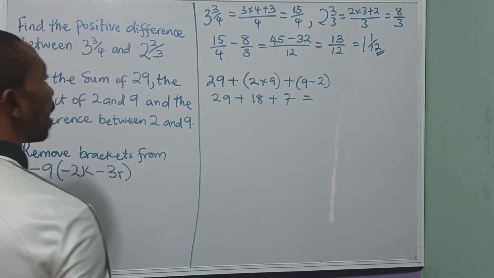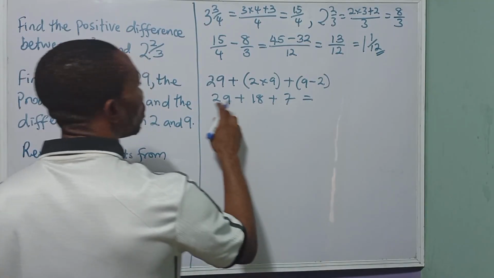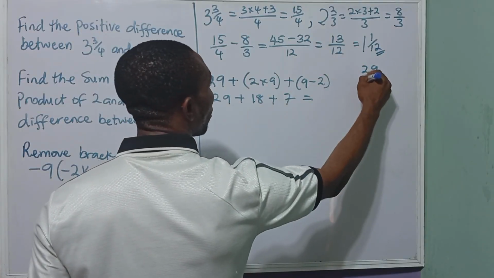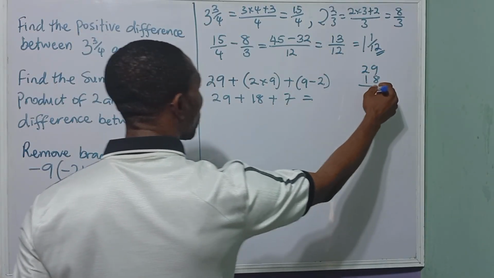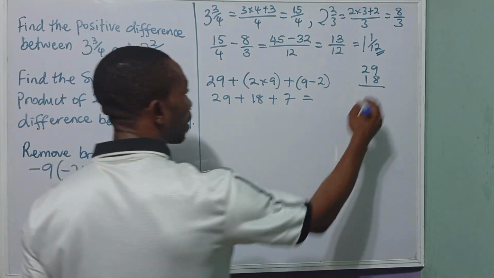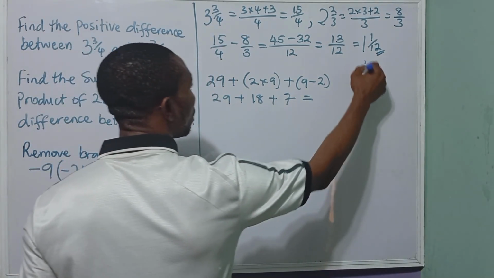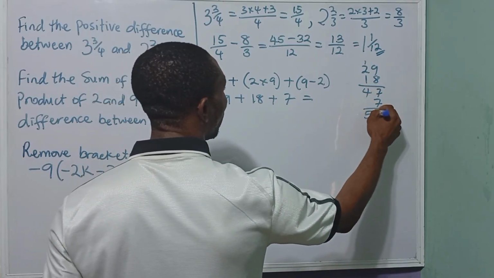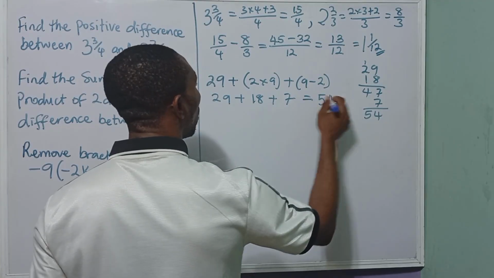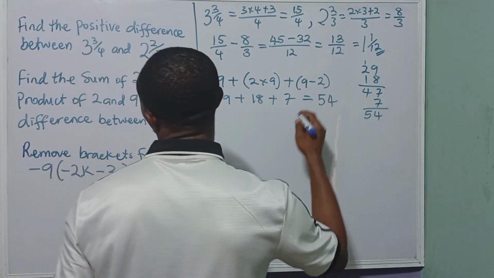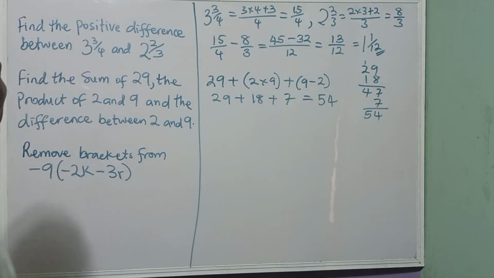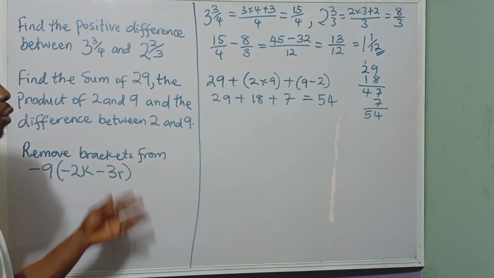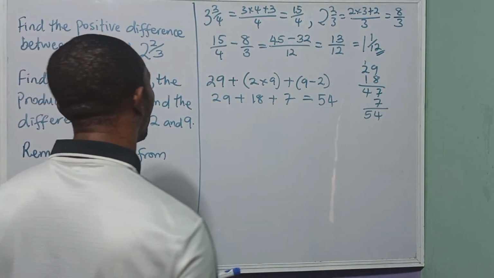Now 29 plus 18: 9 plus 8 is 17, write 7 and carry 1, this gives us 47. 47 plus 7 will give us 54. So the sum of 29, the product of 2 and 9, and the difference between 2 and 9 would be 54.